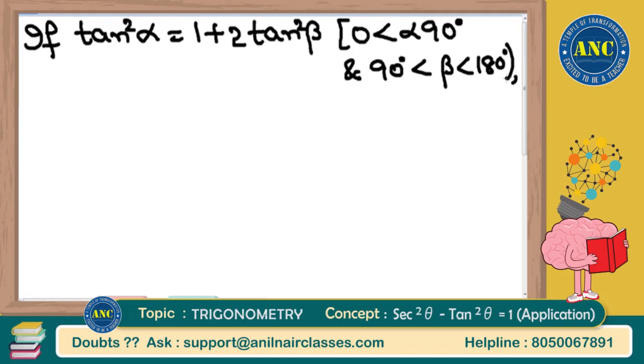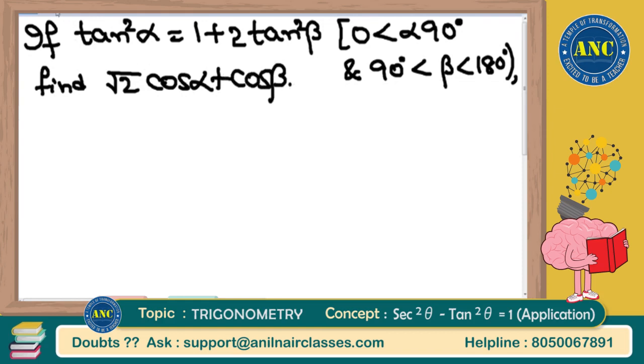If tan square alpha is equal to 1 plus 2 tan square beta, where alpha lies between 0 to 90 and beta lies between 90 to 180, your question is: find the value of root 2 cos alpha plus cos beta. Now it's an if-condition question. That means you should find out the condition which satisfies the if. That is one of the methods.